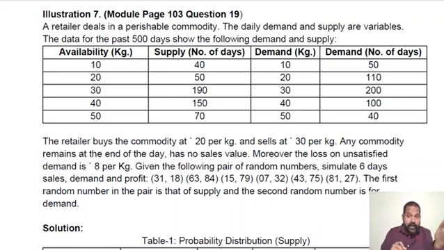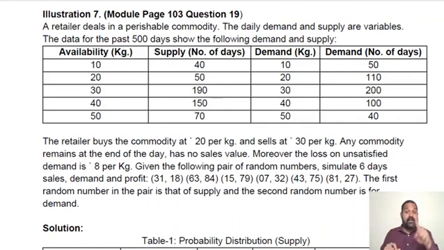If you are short, then that will be a stock out, which is unsatisfied demand. If you are extra, then you have to bear a loss because that is going to be a direct loss. Given that the following pair of random numbers simulate 6 days sales, demand and profit. So they've given you pairs of random numbers 31, 18, 63, 84, 15, 79.